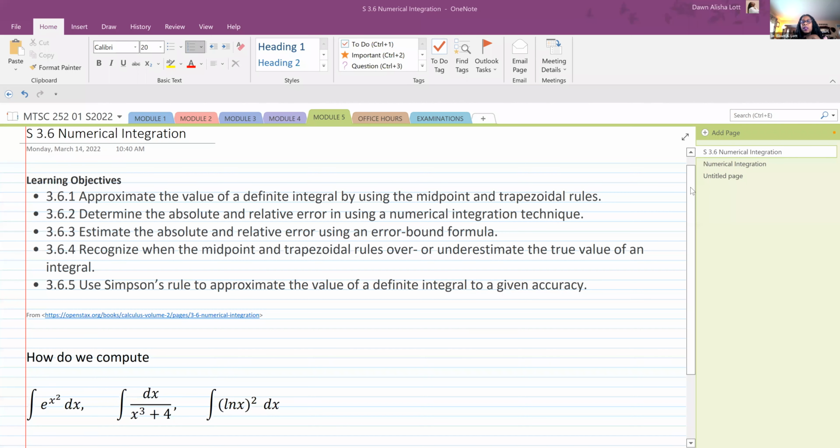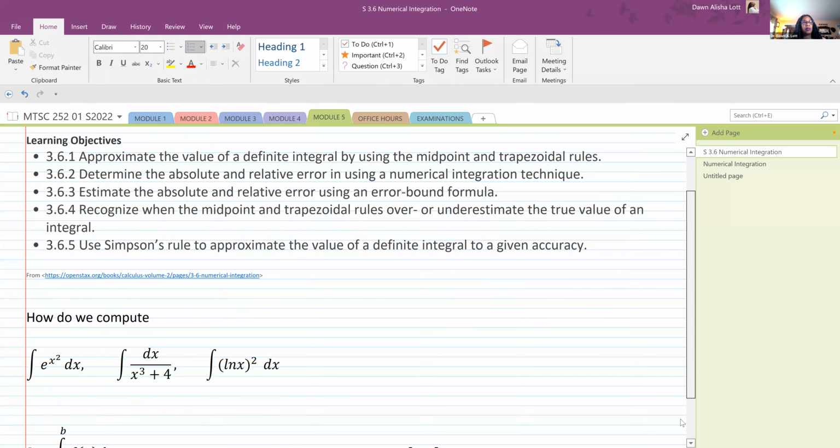Okay, so in this section, we're going to use what we call numerical integration to be able to compute difficult integrals. So we're going to approximate the value of a definite integral by using the midpoint and trapezoidal rules, and then we will also do Simpson's rule, determine the absolute relative error in using these methods, estimate the absolute relative error using the error-bound formulas, and recognize which ones are better and which ones give you overestimates and underestimates.